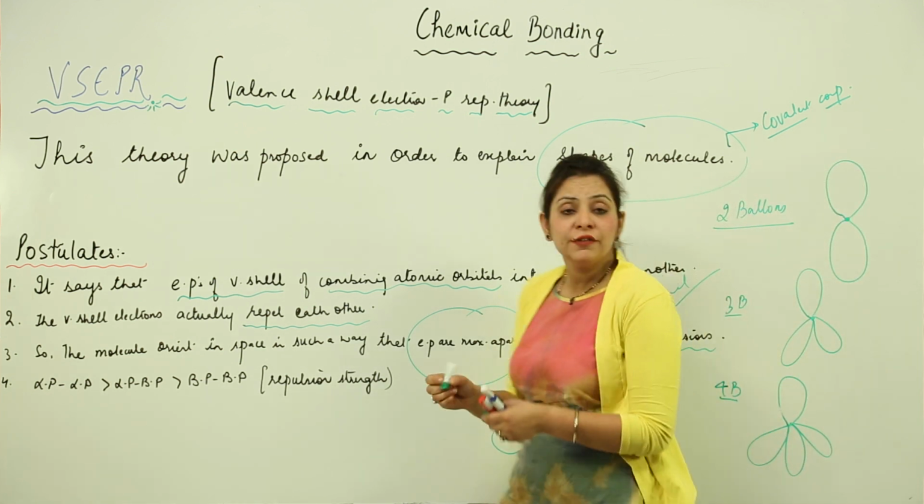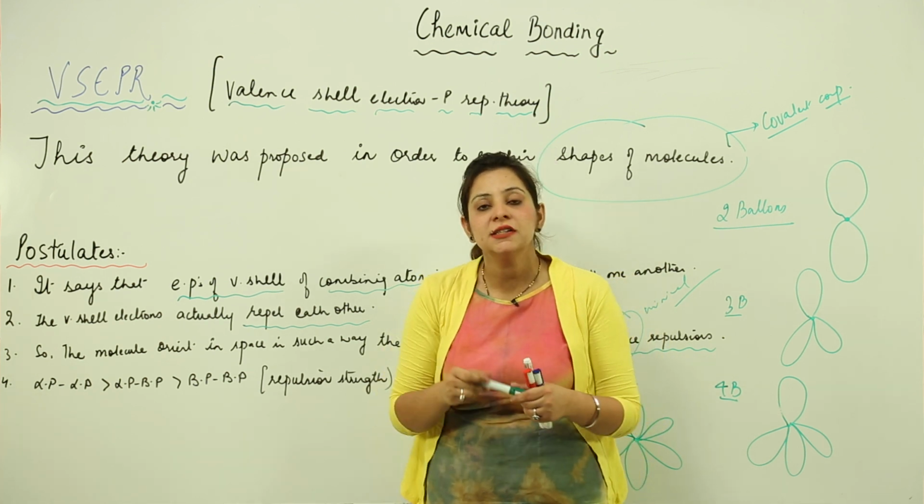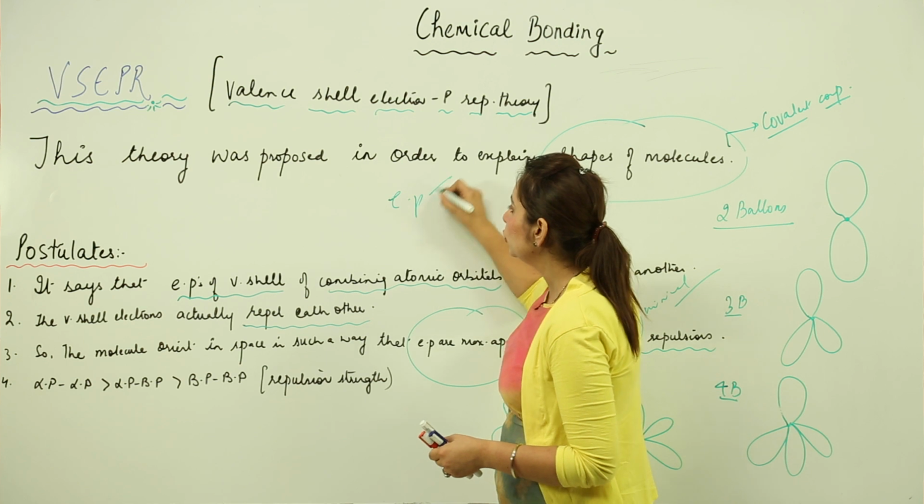Now if we look at the repulsion strength, if we have electron pairs, they are divided into two categories.